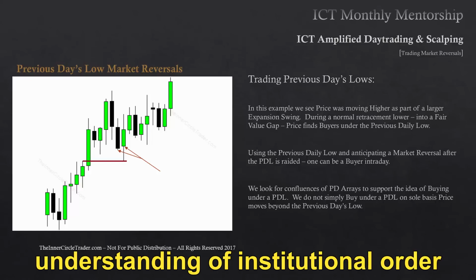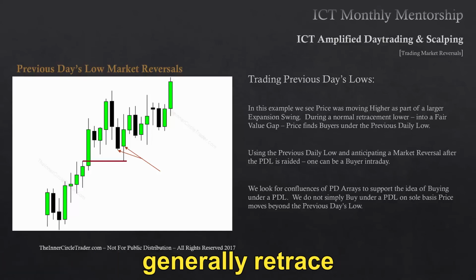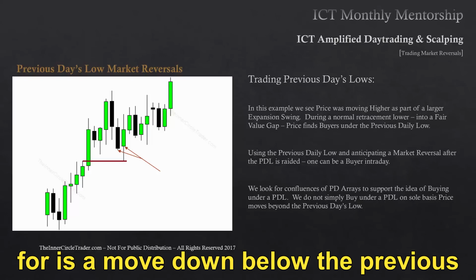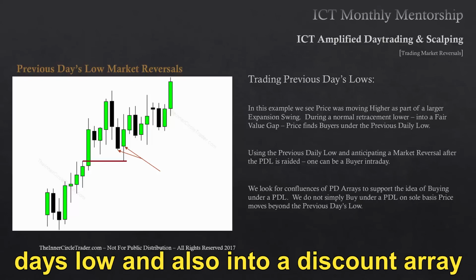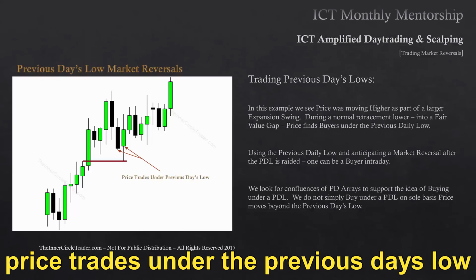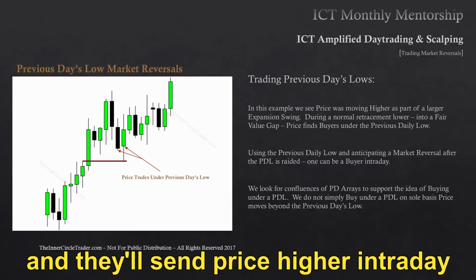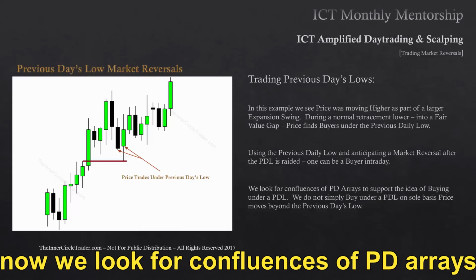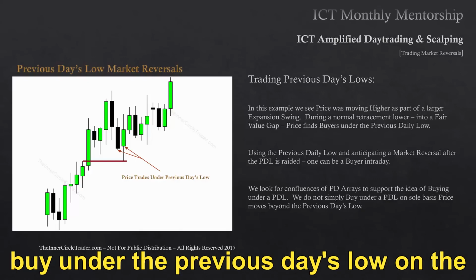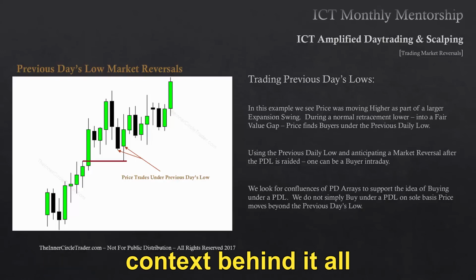Your understanding of institutional order flow and the higher time frames are going to assist you here, because while markets generally retrace, what you're looking for is a move down below the previous day's low and also into a discount array. Like in this case, it's a fair value gap. Price trades under the previous day's low. That's where you're going to find buyers. The market's going to come in with a great deal of institutional sponsorship, and they'll send price higher intraday. Now, we look for confluences of PD arrays to support the idea of buying under a previous day's low, but we don't simply buy under the previous day's low on the sole basis that price moves below it. There has to be context behind it all.